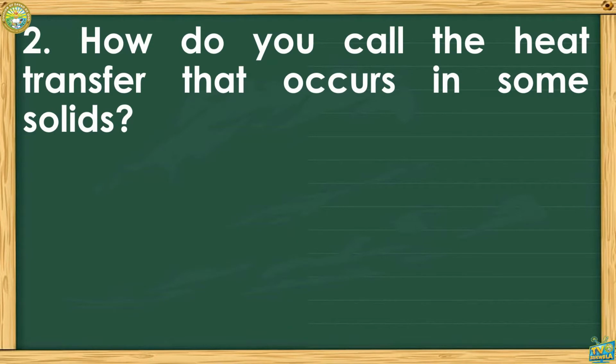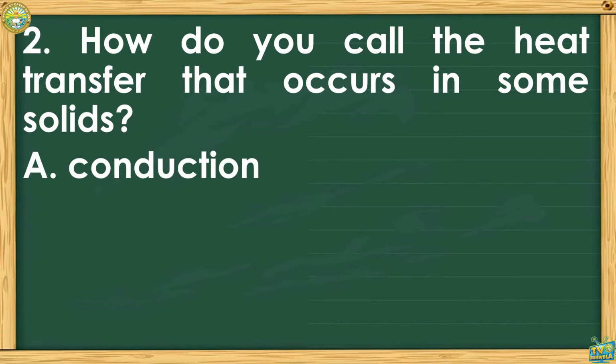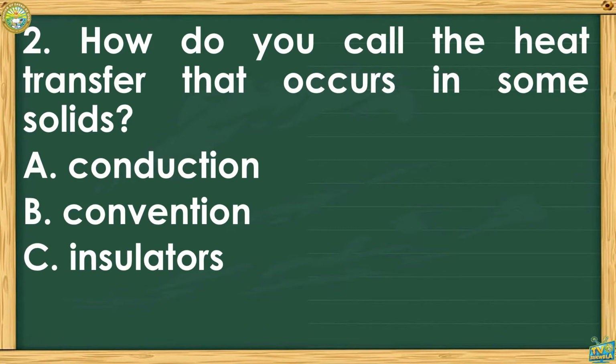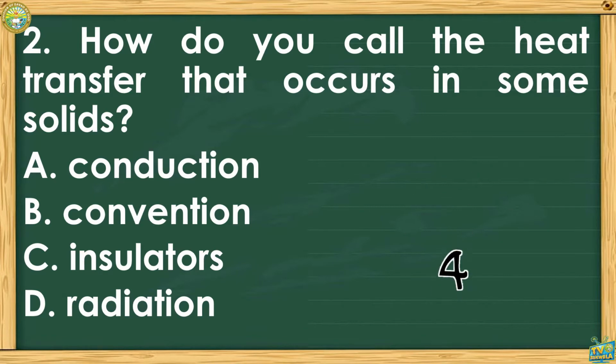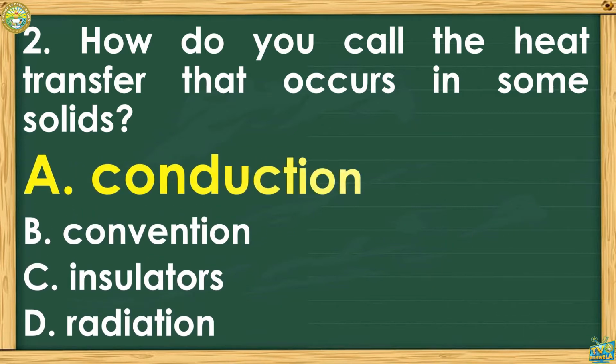Number 2. How do you call the heat transfer that occurs in some solids? A. Conduction. B. Convection. C. Insulators. Or D. Radiation. The correct answer is letter A. Conduction.